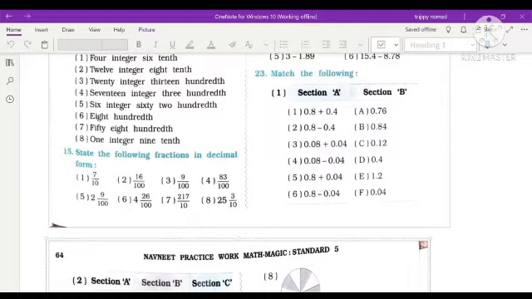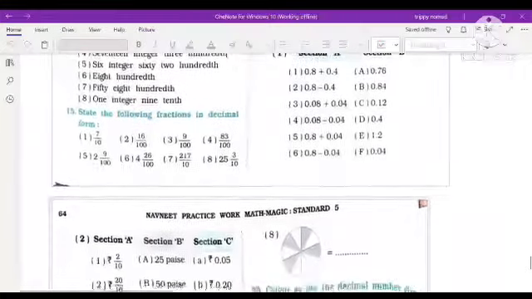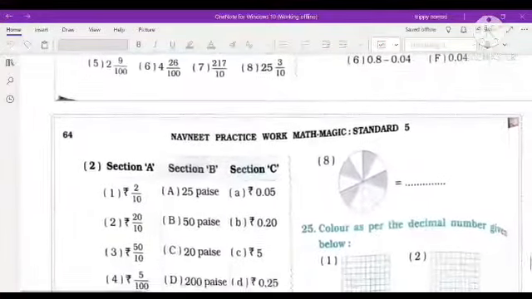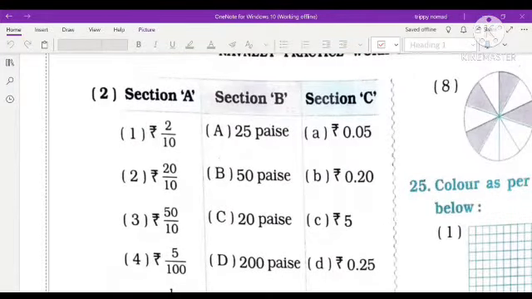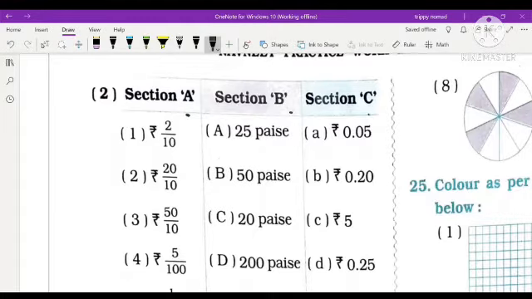Today we are going to start question number 23, match the column. First sum you have already done. Then we are going to start the second. Here they have given 3 sections: section A, section B and section C. In section A they have given rupees, in section B they have given paise, and in section C they have given rupees again but in decimal form, children. So you have to match here. How are you going to match?